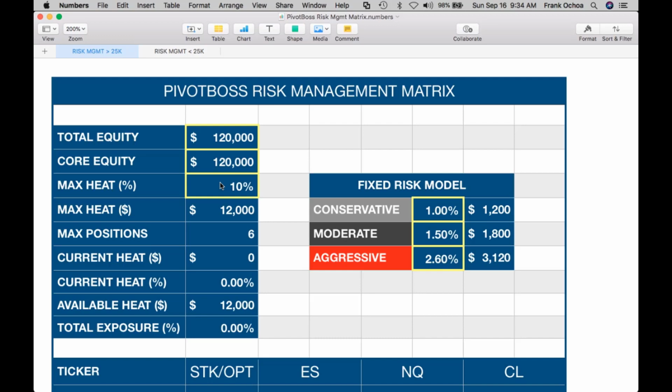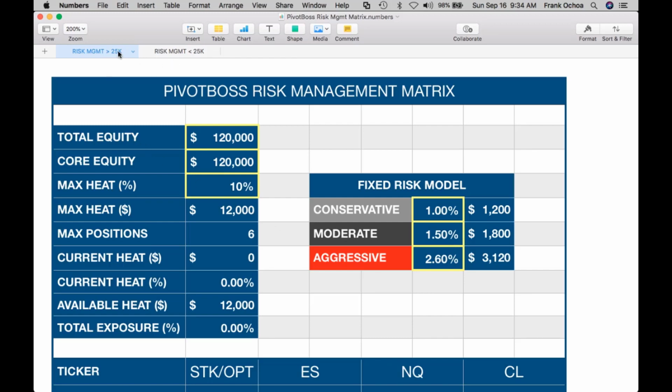In this case, 10% is the normal coming out of various low volatility type of markets, and then you can increase it up to 15 or 20% as you feel the time requires it. So any of these boxes that are yellow is where you need to put into the spreadsheet to reflect your risk tolerance. In this case, the 1, 1.5, and 2.6% allocations is what I use, typically speaking, for any account that's over $25,000.